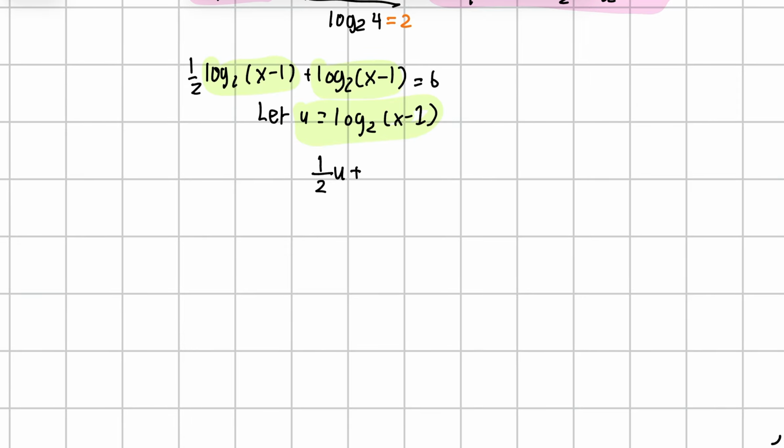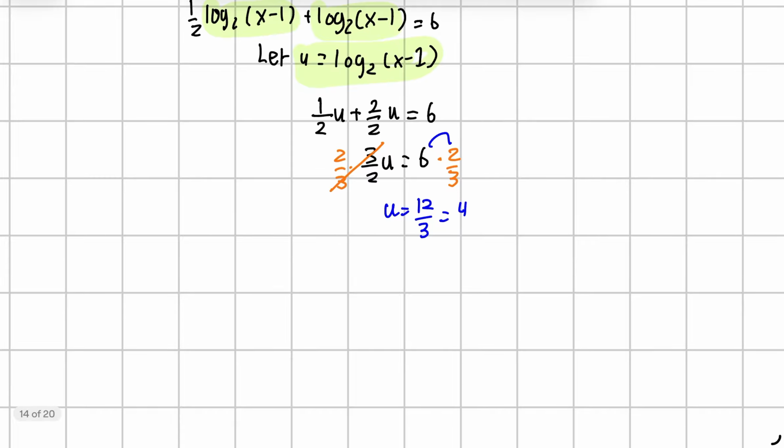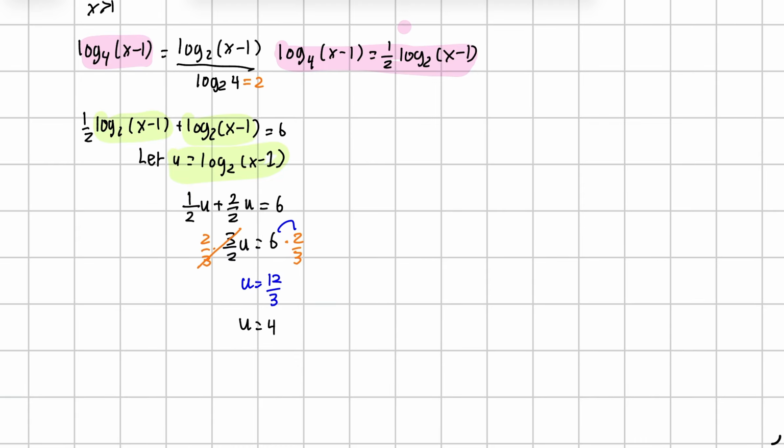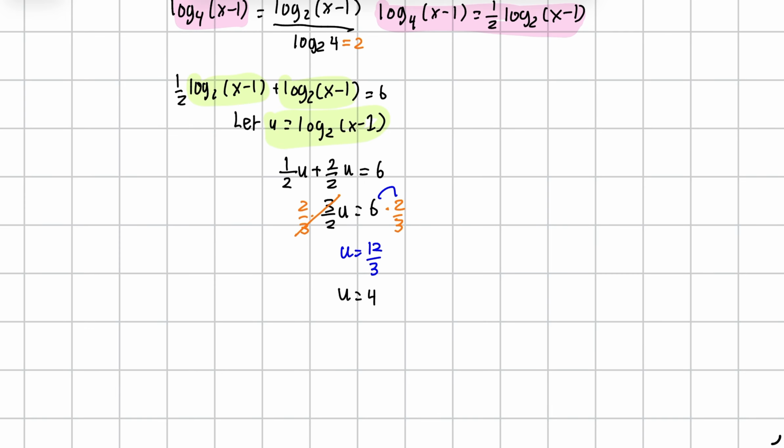Since u is just a whole number, we can write that as 2 over 2 u, so 1 plus 2 is 3 over 2 u is equal to 6. Then we're going to multiply by the reciprocal on both sides, 2 over 3. And we get that u is equal to 6 times 2, which is 12, over 3, which is equal to 4. So u is equal to 4. However, that's not our final answer because we had u substitution. This is only a solution in terms of u, and we want it in terms of x.